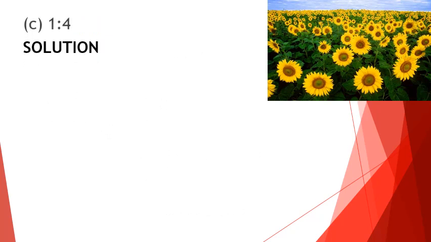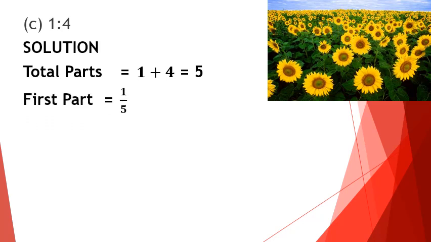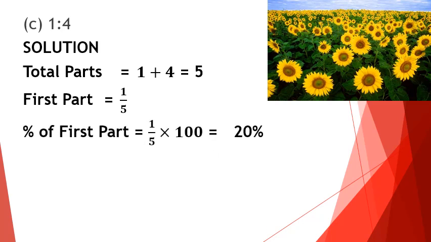Our next question, the ratio is given 1:4. So total parts equal to 1 plus 4 equal to 5. So first part equal to 1 upon 5. Percentage of first part equal to 1 upon 5 into 100. 5 and 100 can be cancelled. It will become 20. So percentage of first part is 20%.